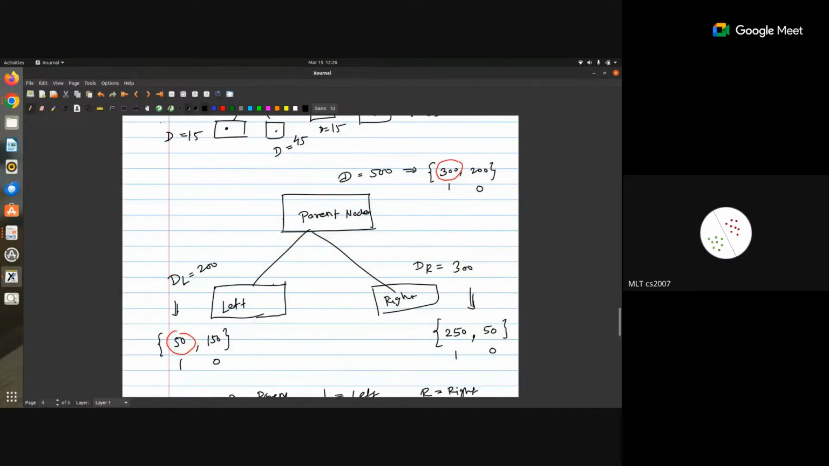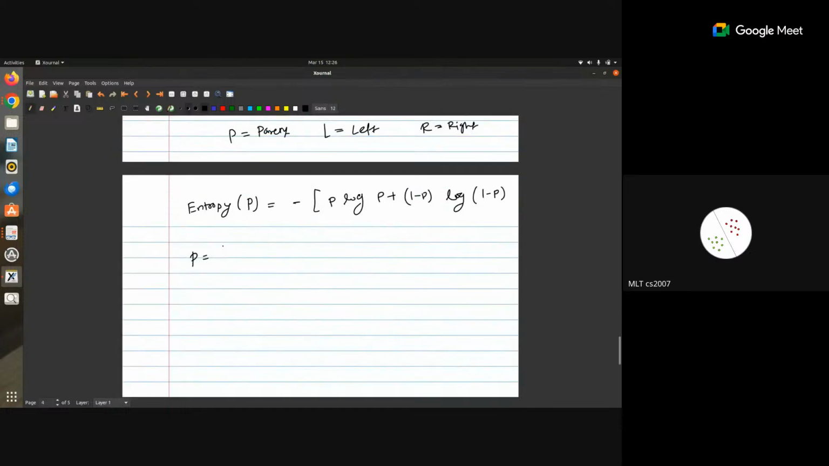So how many ones are there in the data set at the parent node? It is 300. So it is 300 divided by total, which is 500. That means it is 3 by 5, or if you wanted to simplify it, it will become 0.6, right? So minus of 3 by 5 log of 3 by 5 plus 2 by 5 log of 2 by 5, and all of them are with the base 2. So this is the entropy at the parent node. You can calculate it maybe later on.